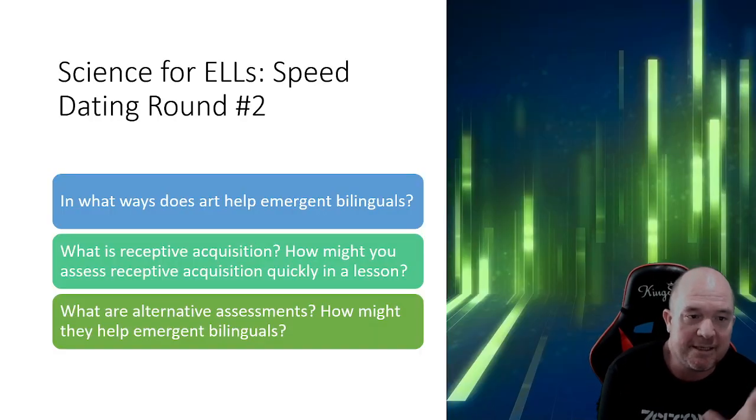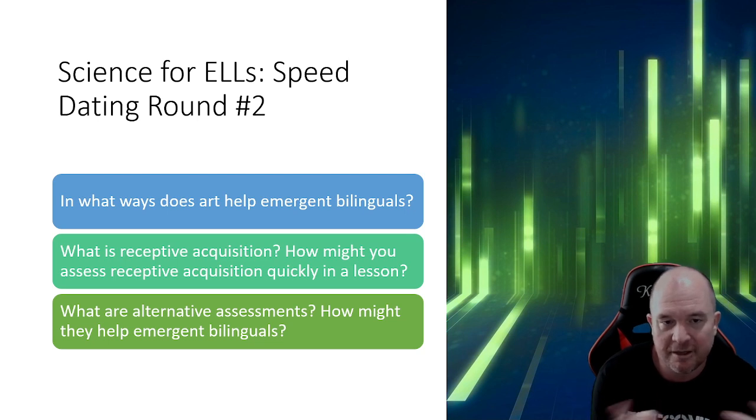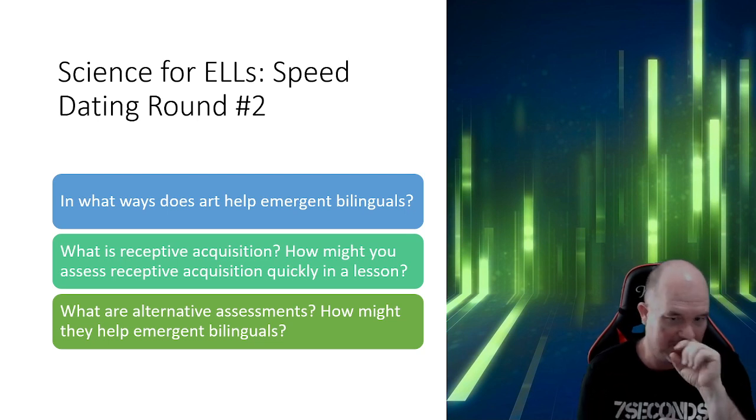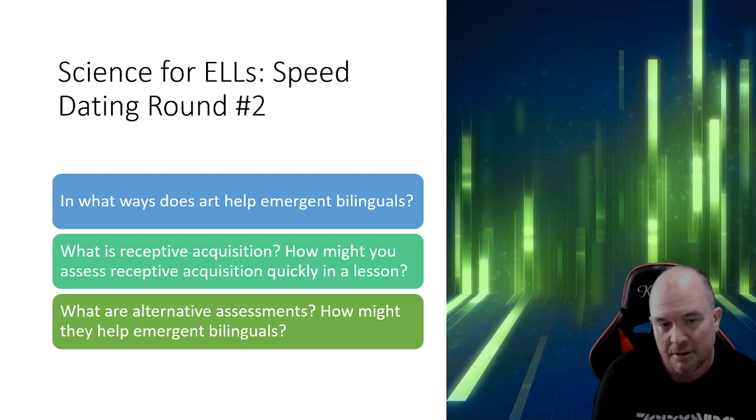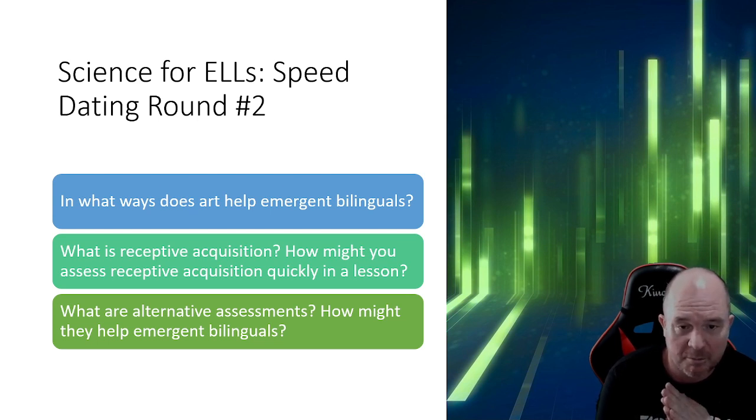This is speed dating round 2. So imagine that I randomly put you in another group, and you're going to have a set of 3 questions from the Science for ELLs. Here are the questions that I want you to think and write on for your thread. In what ways does art help emergent bilinguals?